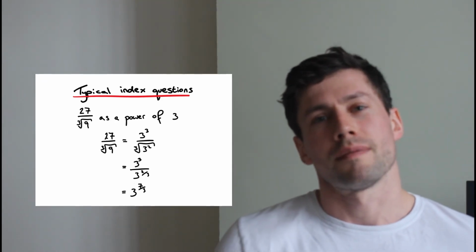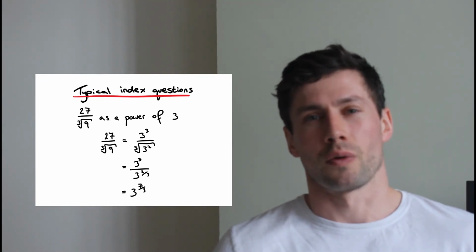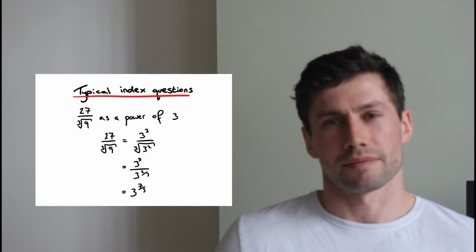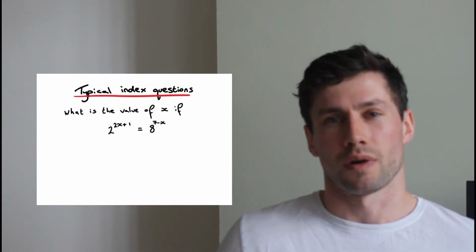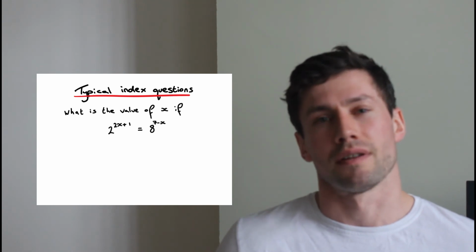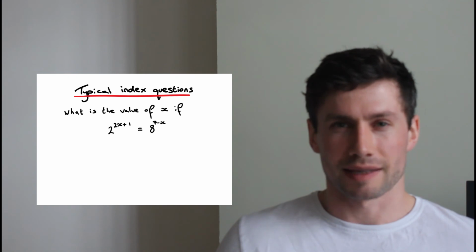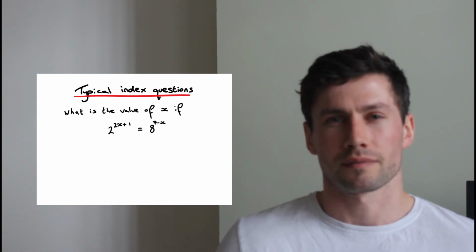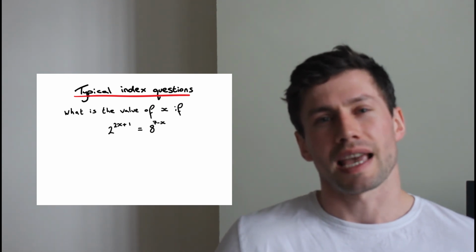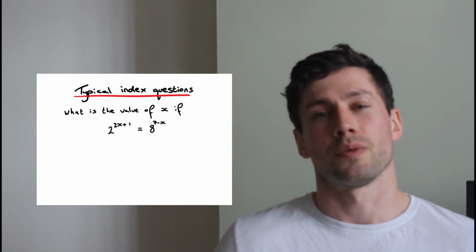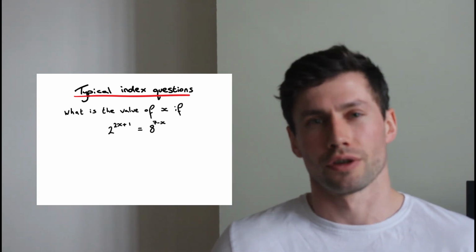This type of question might also require you to set up an equation for some unknown. Here's an example. What is the value of x if 2 to the power of 2x plus 1 equals 8 to the 7 minus x? The first thing we need to do is express both numbers as a power of the same number. It's easier to express 8 in terms of 2 than it is to express 2 in terms of 8. So we convert the 8 into 2 cubed.